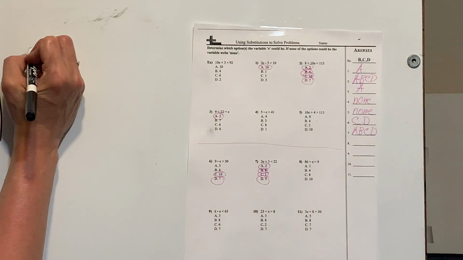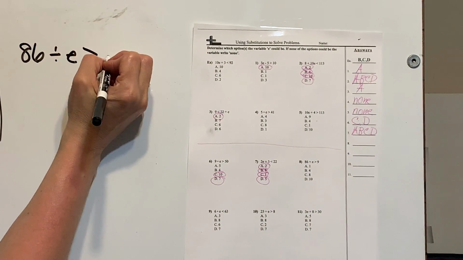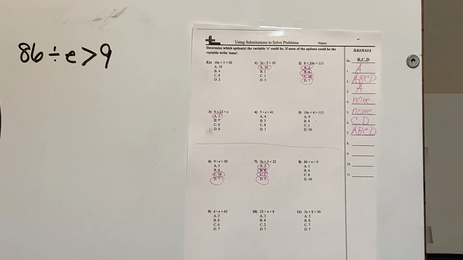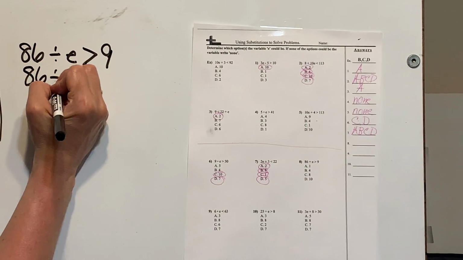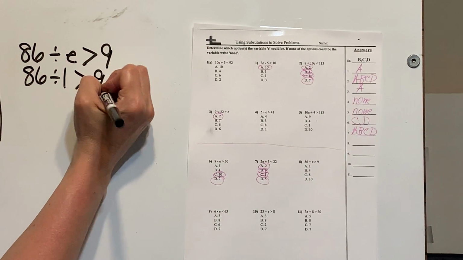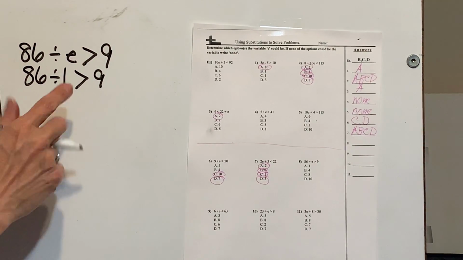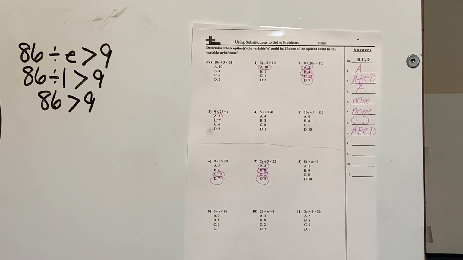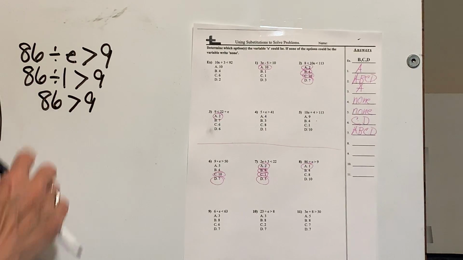So this one is 86 divided by E is greater than 9. Okay, so we've got 1 we're going to put in the place of E first. 86 divided by 1 is greater than 9. Well, it is, because 86 divided by 1 is 86. And 86 is greater than 9. So 1 gives us a true statement.